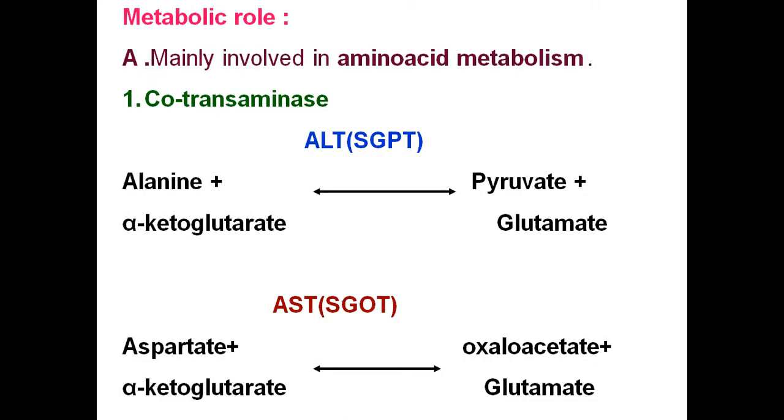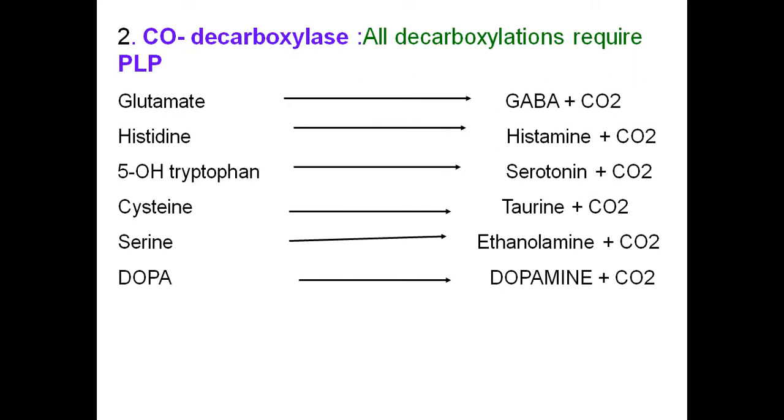If you see the functions, it is involved in a wide variety of metabolic reactions in the body, mainly in amino acid metabolism. Like in transamination reactions, ALT or SGPT and SGOT are called transaminases, and these enzymes are involved in transamination reactions, which are dependent on pyridoxal phosphate as coenzyme.